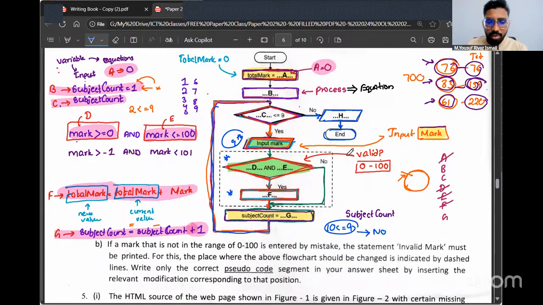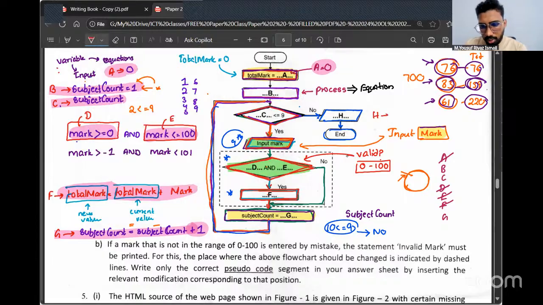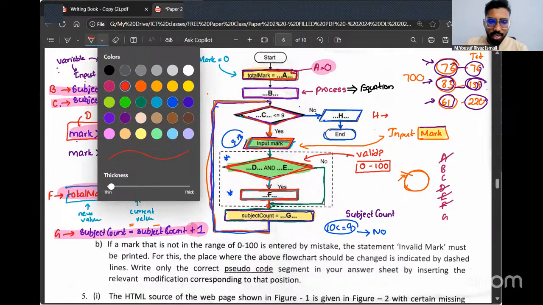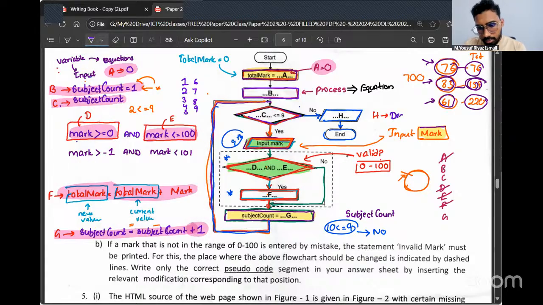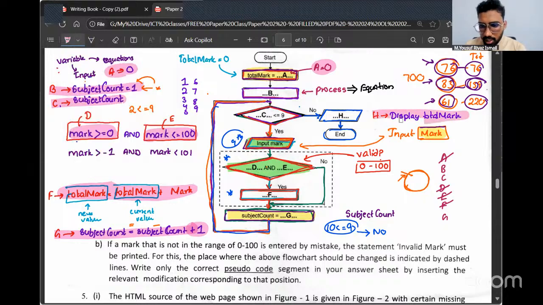And what is the variable we have to store the total marks in? It is the label H. So therefore, H has to be reprinting. You can use any word like display, print, anything is correct. I'm going to mention display total mark. But instead of the word display, you can also use print, show, output, anything is fine. So if you mention this, your answer is correct there as well. If you have any questions now, drop your marks.